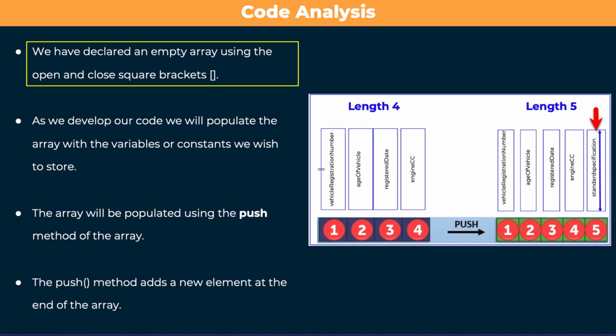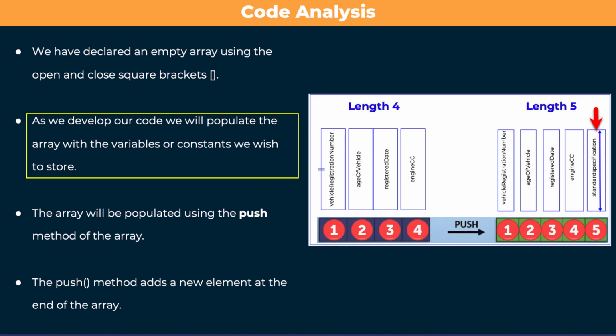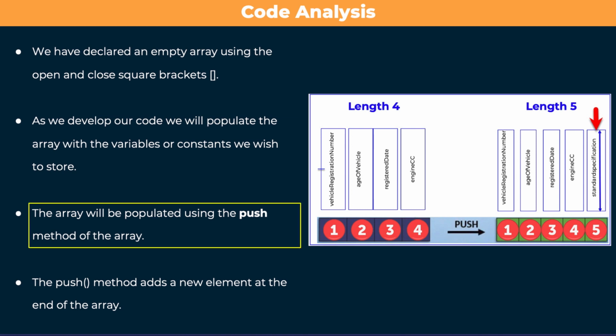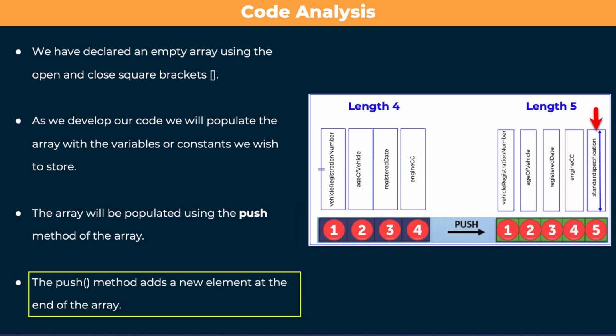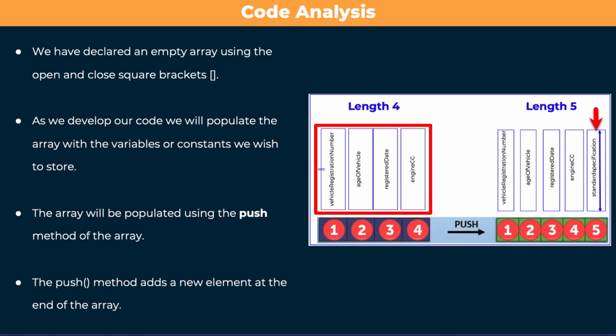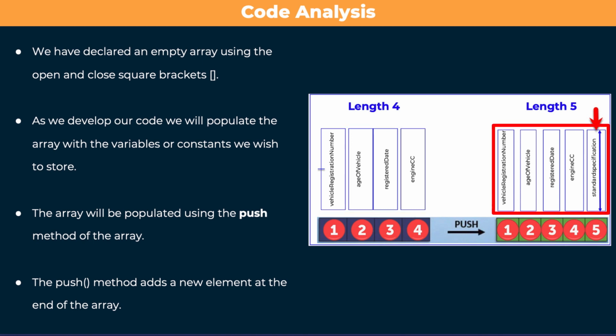We have also declared an empty array using the open and close square brackets. As we develop our code, we populate the array with the variables or the constants we wish to store. Then what happens is we will push these variables to the array. So we use a method of the array called push, and push will simply add it to the end of the array, as we can see in the diagram. The diagram shows on the left hand side that the array had 4 elements, and when we push something to it, it goes to the end and the length changes to 5.